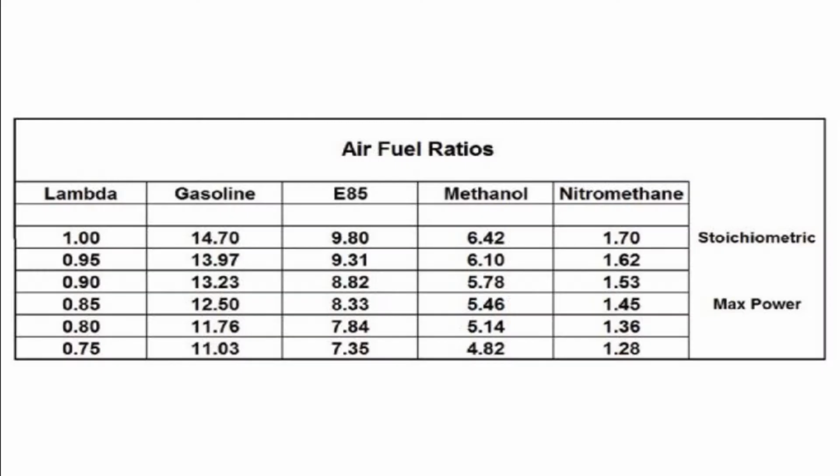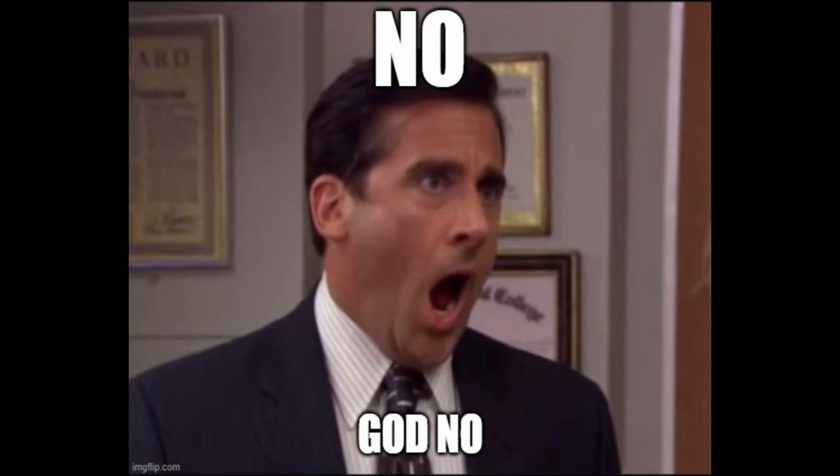Okay, so we know we need to tune spark and add fuel. E85 has a whole different air-fuel ratio range compared to gasoline though, right? E85 is about 9.8 stoichiometric, complete combustion, versus gas is 14.7. So we need to change all our targets and default to point to the new range, right? No, God, no, do not do this.